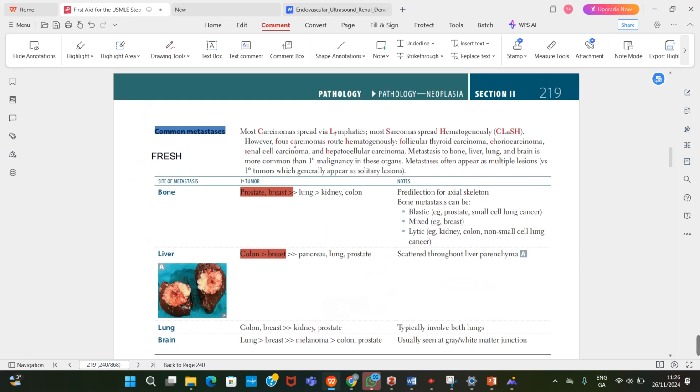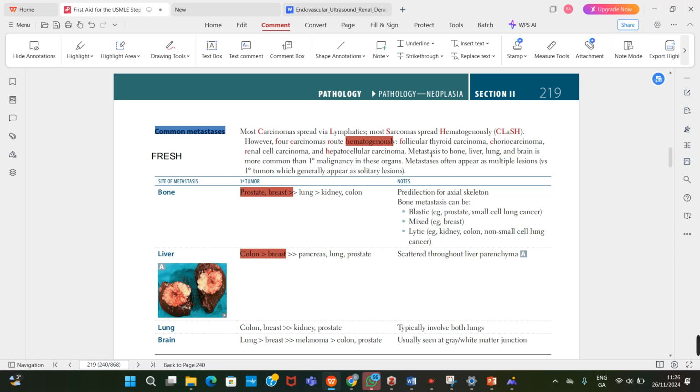So common metastasis. All carcinoma should go to lymphatics, while all sarcoma should go through hematogenous. So the acronym is CLASH. But you have an exception. And what is the exception? Fresh. So we have 4 carcinomas that go through hematogenous route. Ideally, carcinoma should be spreading to lymphatics, while sarcomas should be spreading hematogenously, through CLASH. But you have FRESH. That is the opposite. So 4 of them. So what is the 4?